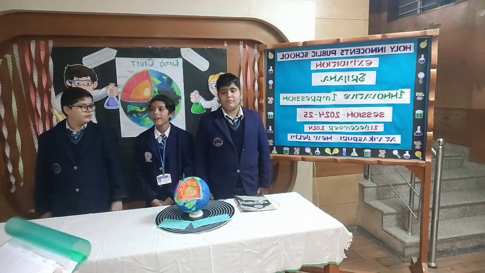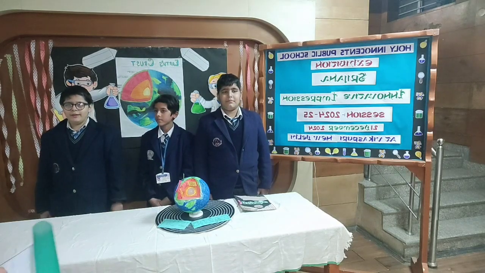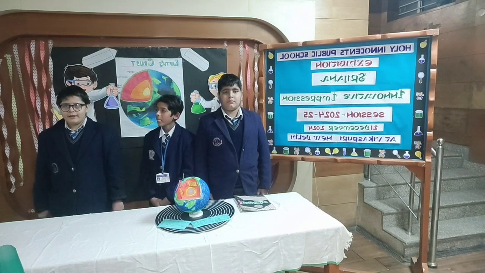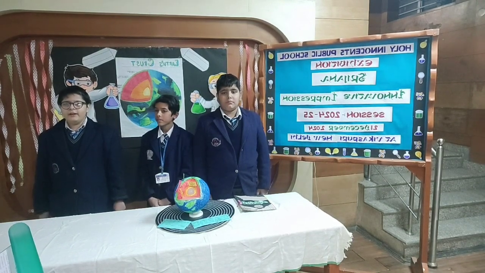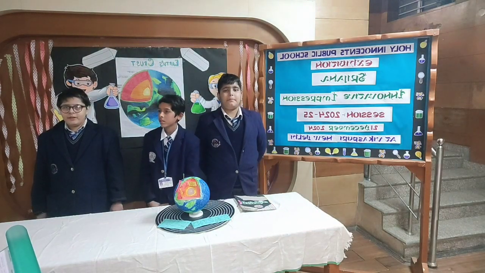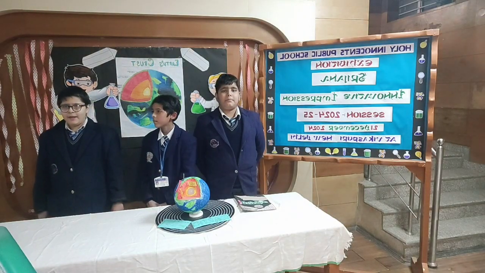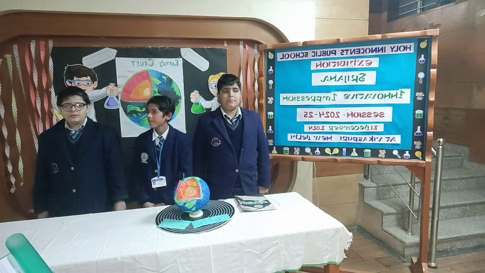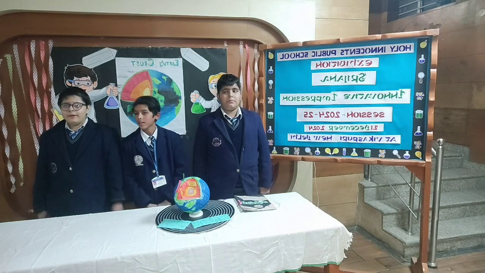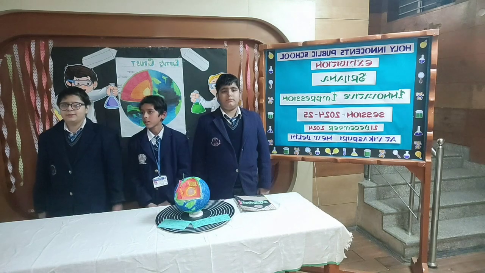First, we will start from the outermost layer, the crust. The crust is a solid outer layer. The oceanic crust is below the lighter continental crust. The crust is 70 kilometers thick. The crust is mainly made up of calcium, sodium, magnesium, silicon, and oxygen. The average temperature of the crust is 100 degrees Celsius to 600 degrees Celsius.